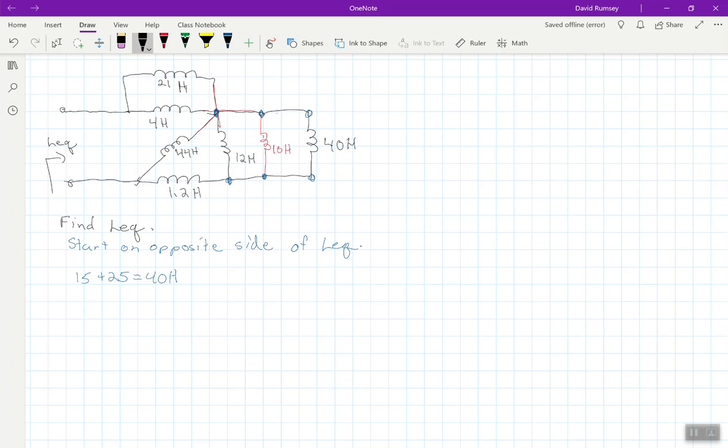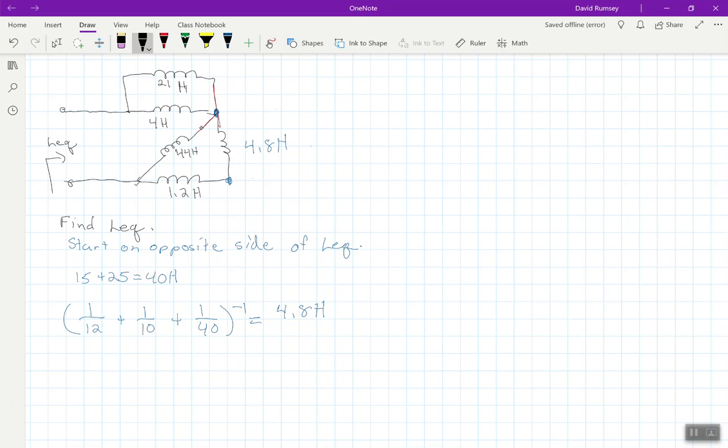So again, if we do the parallel combination, since it's three, I'm going to do 1 over 12 plus 1 over 10 plus 1 over 40, and the reciprocal, which gives us 4.8 Henrys. So again, I'm going to erase some things now. I'll erase this stuff here, and instead of 12, this is now 4.8 Henrys.